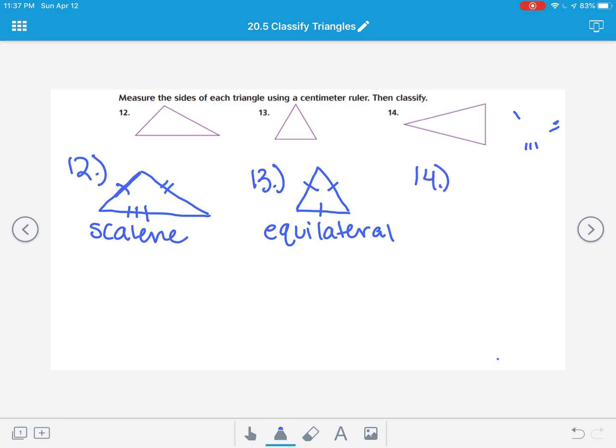And number 14. Number 14, here we go. All right, now this is hard to tell without a ruler, but looking at this, I believe that the two long sides are the same. They look pretty same in length to me. We'd be able to tell exactly with a ruler. And this base of it looks a different length. So two that are the same, one that is different is not scalene, it's not equilateral, it's isosceles. Isosceles.